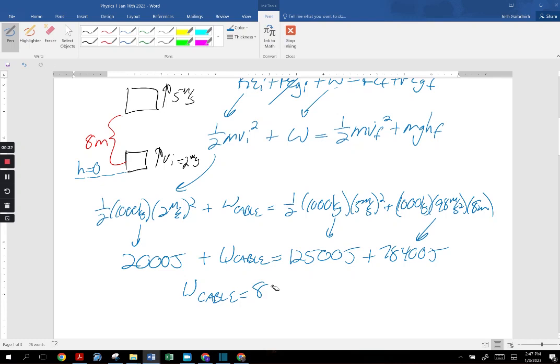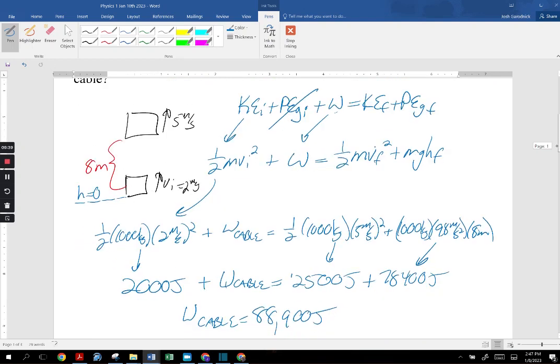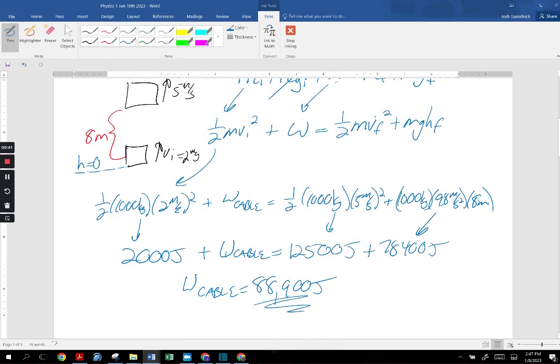I hope this is right. 88,900. Is that the right answer? I have no idea. Is there an answer up here? Nope. We're going to have to trust it, or you can tell me if I made a math error. But that's it. That's like the most basic problem.